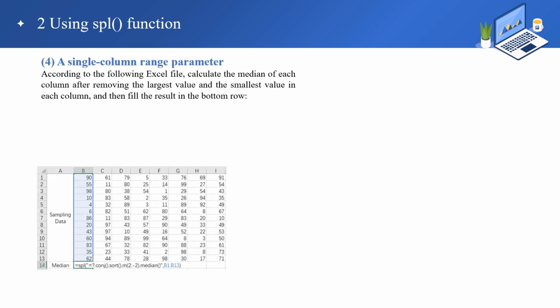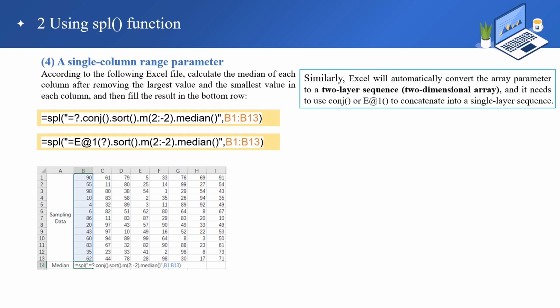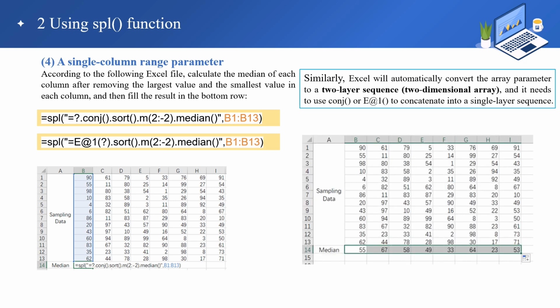Similarly, you can also pass in a column of data as parameter. For example, calculate the median of each column after removing the largest value and the smallest value in each column, and then fill the result in the bottom row. Like a single row range parameter, a single column range parameter will also be converted to a two-dimensional array, and it needs to use the conjunction function or e@1 function to concatenate into a single layer sequence. Then, dragging B14 right to every relevant column can automatically compute the median of every column on the right.